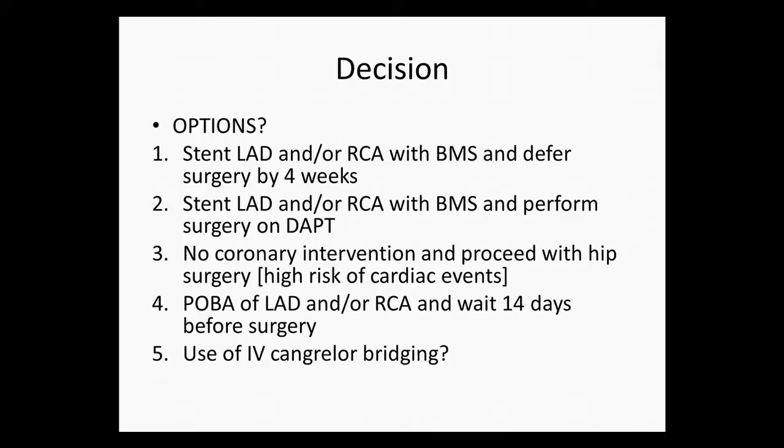Go to your next. So these are the options. We don't do anything, let her go for surgery, very high risk of cardiac events. Not let her go for surgery, she'll have limb dysfunction. So I don't think those two are the options. We stent the LAD and RCA, but then we'll have to defer the surgery by at least 30 days. We stent and perform the surgery on dual antiplatelet therapy, very high risk of bleeding. We just do a balloon angioplasty of the LAD and RCA, but in that case we'll have to wait 14 days unless they let us continue aspirin.